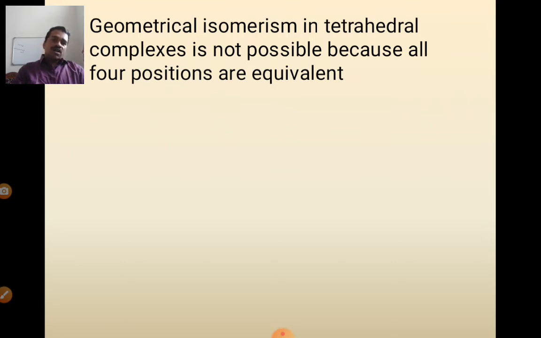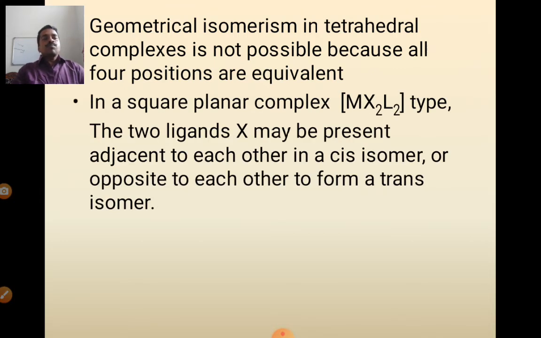Now, in tetrahedral geometry, all the 4 positions are equivalent. In those positions, we are not able to differentiate same-side positions and opposite-side positions. So in tetrahedral complexes, cis-trans geometrical isomerism is not possible because all positions are equivalent. In square planar complexes of MX2L2 type, that is, two ligands of one type and two ligands of another type, cis-trans isomerism may be possible.